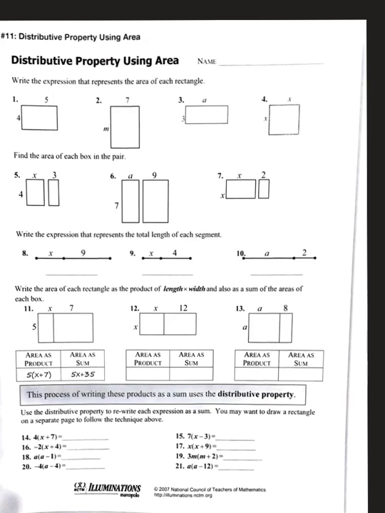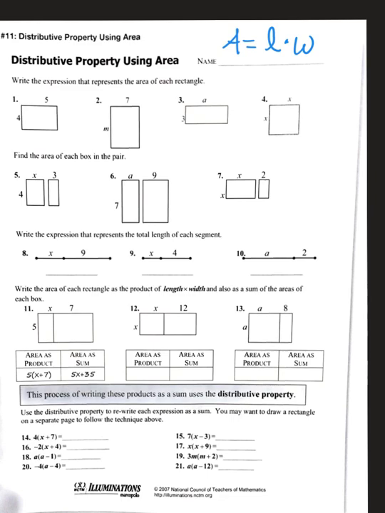Okay guys, I'm going to work a couple of examples from this assignment for you to get you started. Let's try and remember the area of a rectangle. What is that formula? Area of a rectangle is length times width. Okay? So let's look at the first section, 1 through 4.